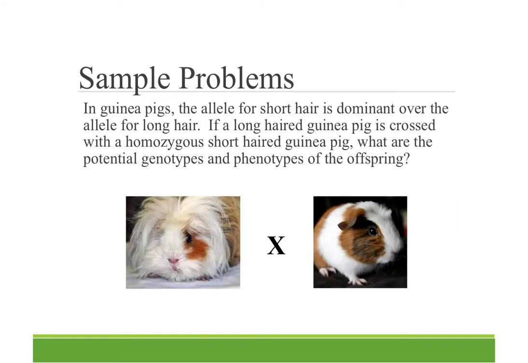So let's put this to work in a particular problem. Our problem says that in guinea pigs, the allele for short hair is dominant over the allele for long hair. So we've got the trait is hair length, short hair and long hair, and short hair, the allele is dominant. So if a long-haired guinea pig is crossed with a homozygous short-haired guinea pig, what are the potential genotypes and then phenotypes of the offspring? So we have our long-haired guinea pig being crossed with a short-haired guinea pig.